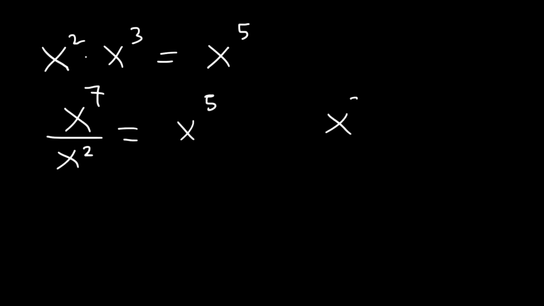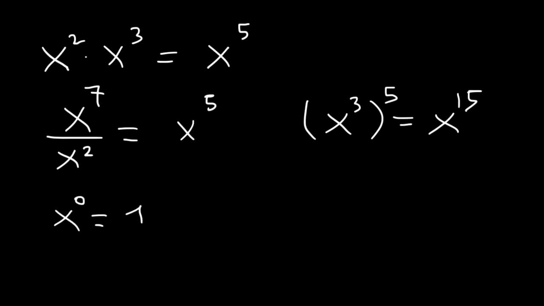And what about x cubed raised to the 5th power? When you raise one exponent to another power, you need to multiply. 3 times 5 is 15. And so that's known as the power rule. And anything raised to the 0 power is 1.